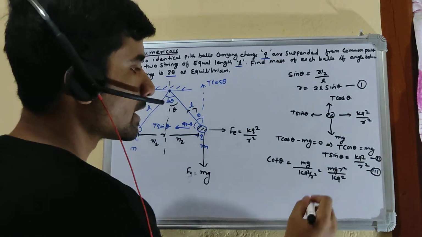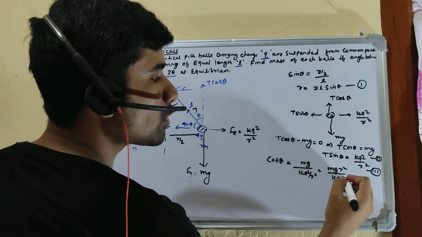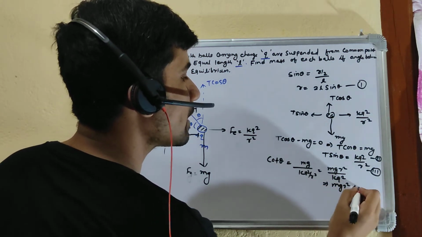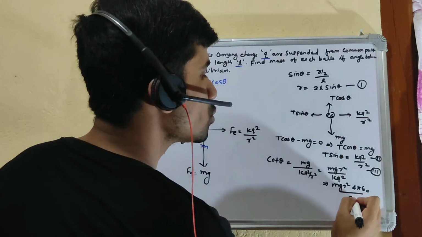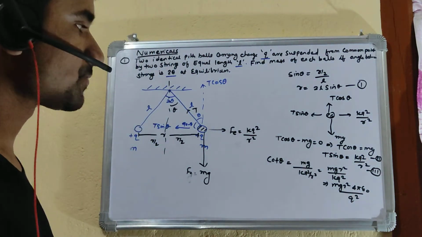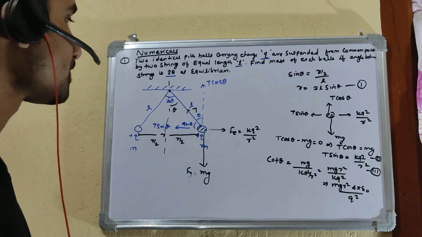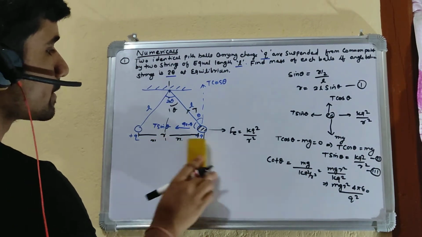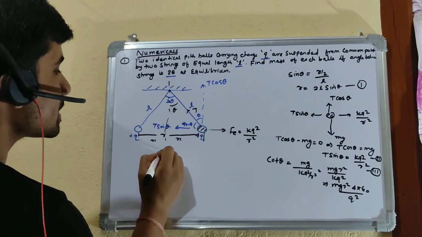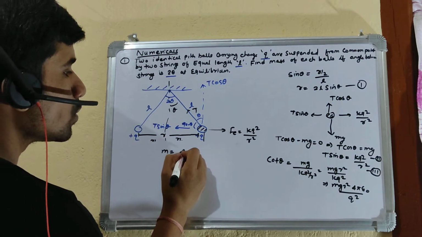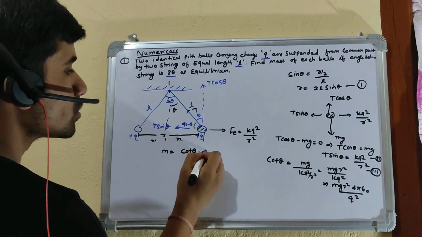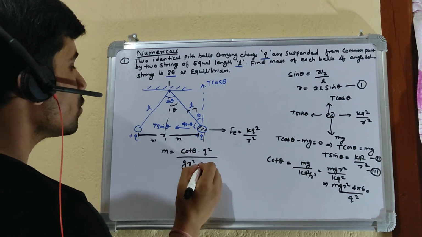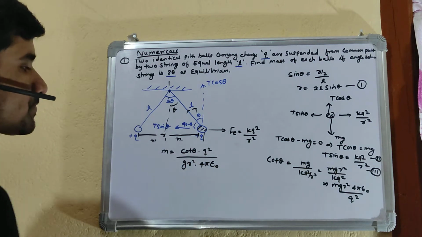Clear? If I put k equal to 1 by 4 pi epsilon naught, can I write it like this? mg r square 4 pi epsilon naught by q square, right? Clear? Now if I calculate m from here, what is m? m equals cot theta q square by g r square into 4 pi epsilon naught.